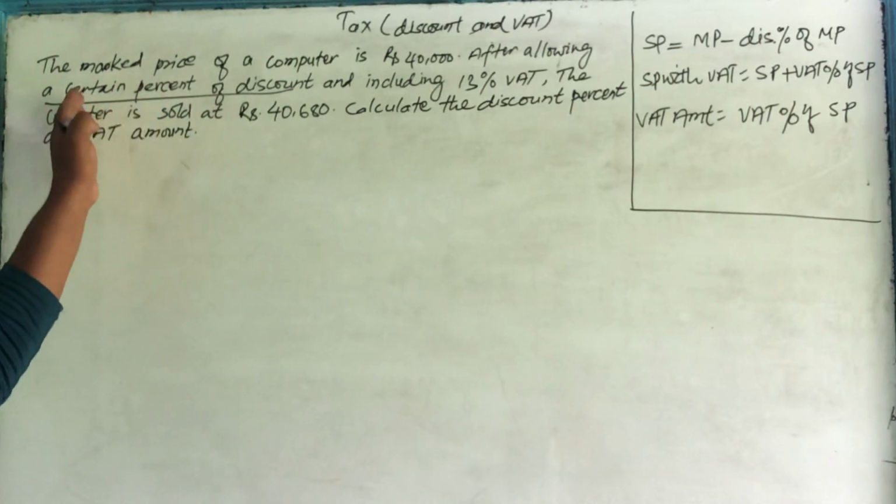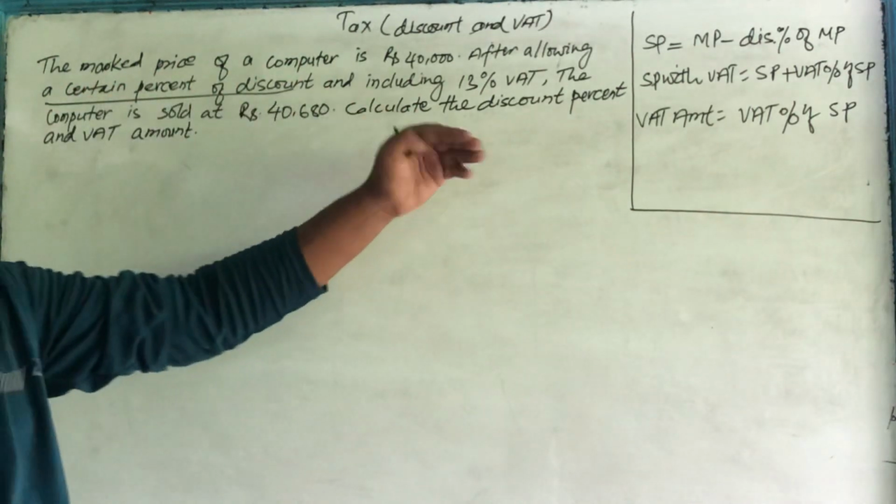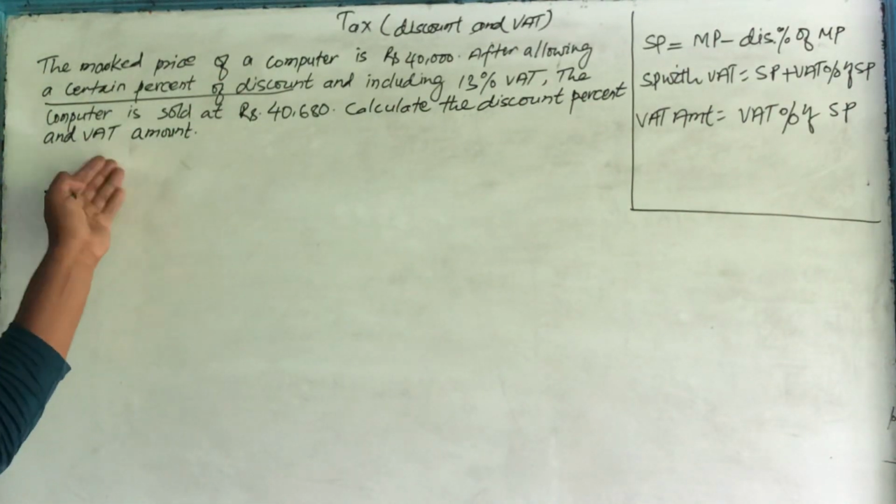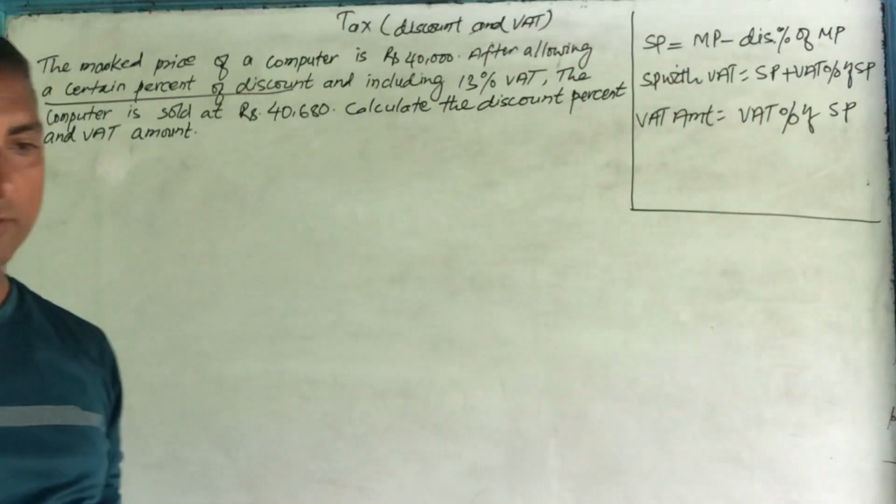Definitely, the discount percent is not given, so you are going to find the discount percent, and at last you are going to find the VAT amount.